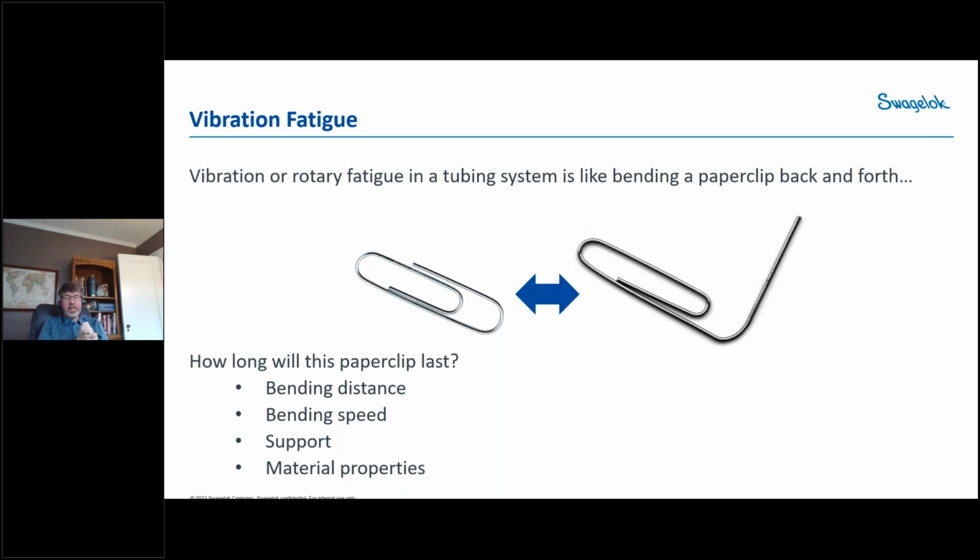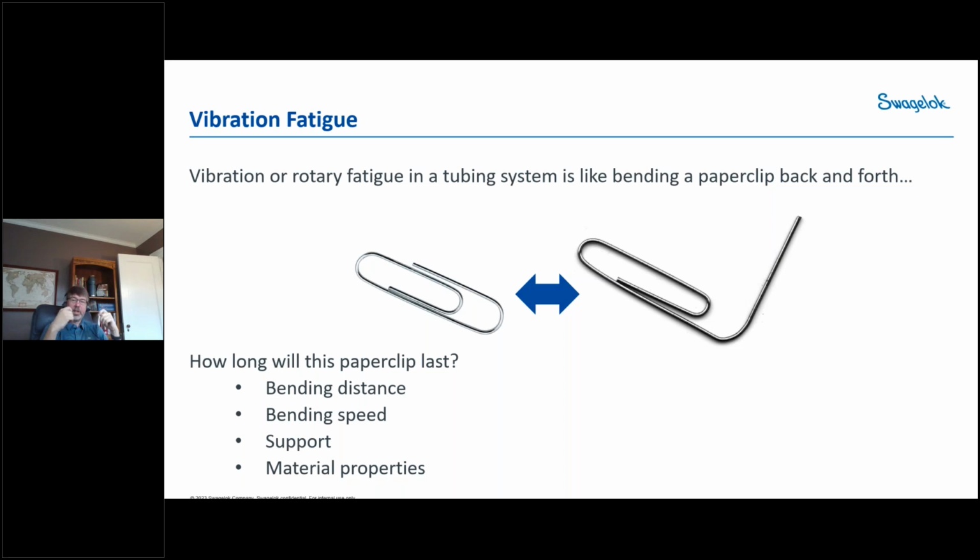Next is vibration fatigue. Fittings many times see a lot of vibration, and the design or the technology of the fitting can withstand that vibration, some better than others. And the obvious example here is this paper clip, where if I take a paper clip and bend it back and bend it and bend it back, we all know that eventually that paper clip is going to fail. But what determines how long that paper clip lasts until it fails? Things like bending distance, bending speed, and that's essentially the vibration amount, right? How much it's vibrating, how far it's vibrating.